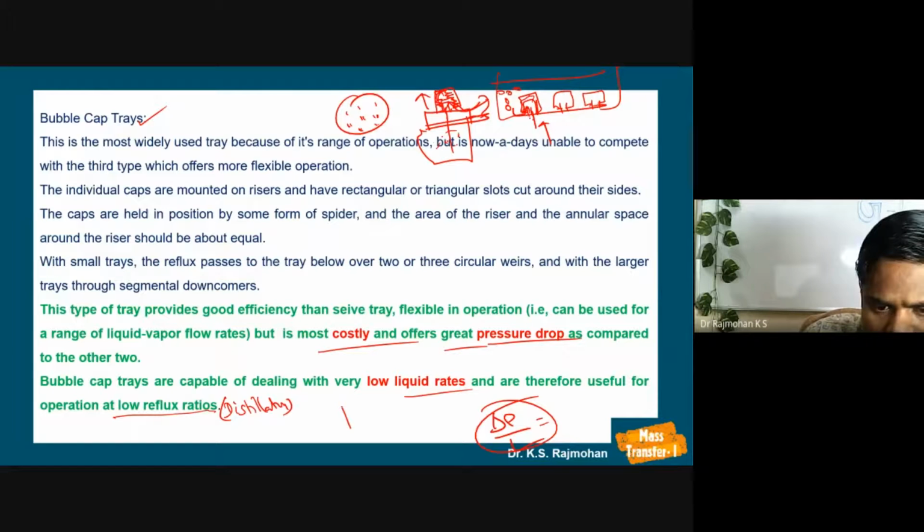Actually, in distillation, we have seen the top product will be returned back, a portion will be collected, then refluxed and get back to the system, right? So when there is less reflux, that means the liquid flow rate is going to be less, right? For that system also, we can make use of this bubble cap column.